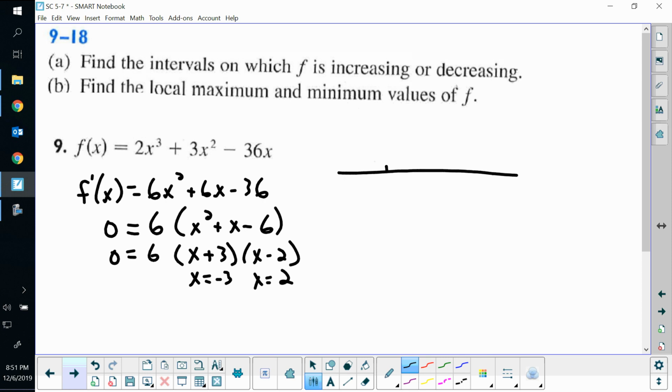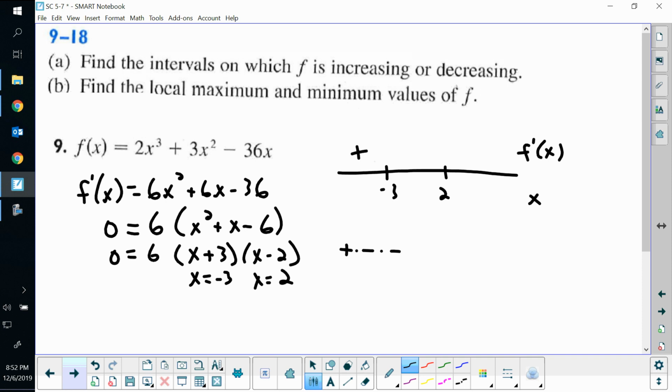We'll go to our number line. We'll put those critical values on there. Those are x values, and we're going to do test values in the derivative, f prime of x. So remember, all we care about is negativity or positivity. We don't really care about the actual number. So something left of negative 3, think like negative 10. Well, we have the 6, which is positive. When you put negative 10 into x plus 3, you get back a negative. When you put negative 10 into x minus 2, you get a negative. A positive times a negative times a negative will give us a positive for this section.